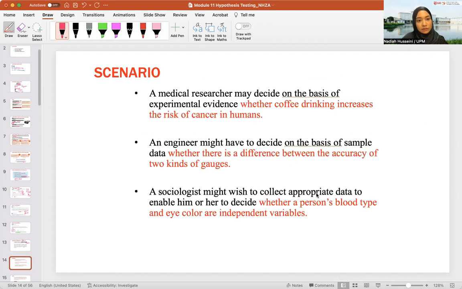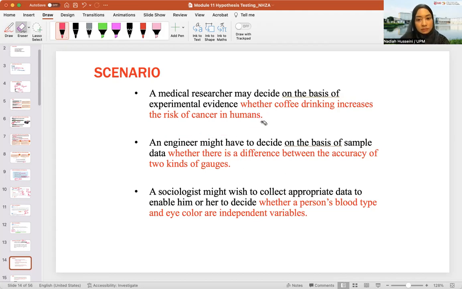Okay, so these are different scenarios that can be used as hypotheses for hypothesis testing. Don't copy this one. A medical researcher may decide on the basis of experimental evidence whether coffee drinking increases the risk of cancer in humans or not. Obviously you can't ask this to your friends. Your friends are not cancer experts. So find a question that your friends can answer. Don't ask them about cancer.